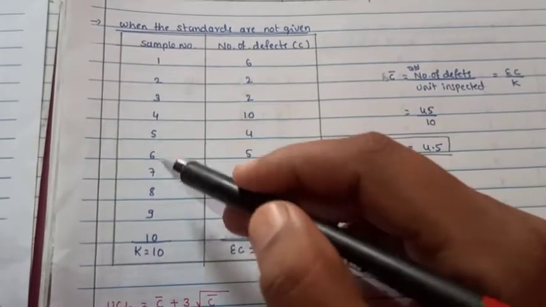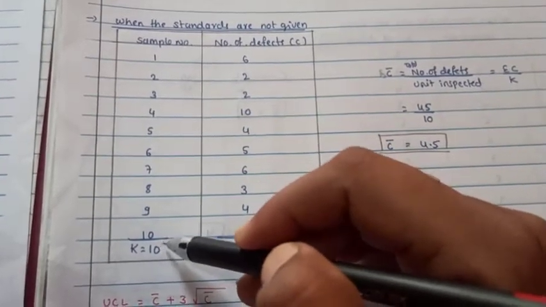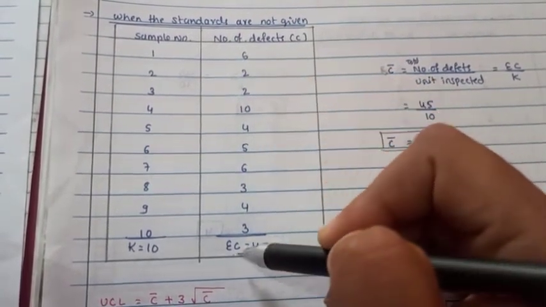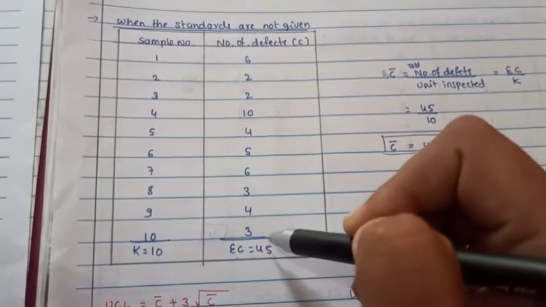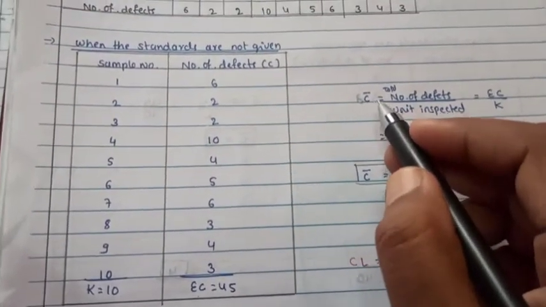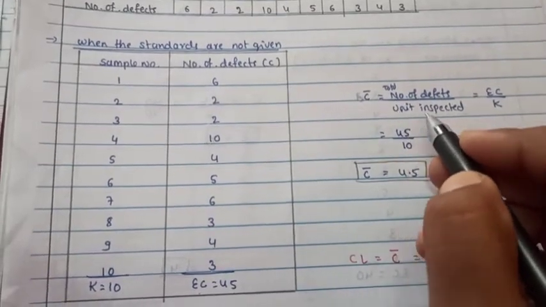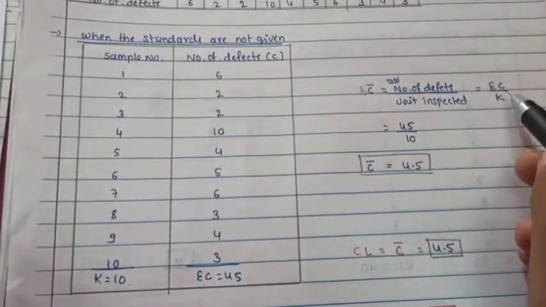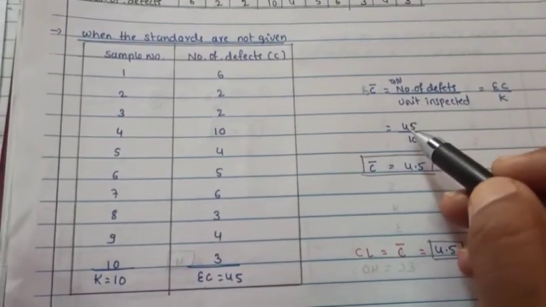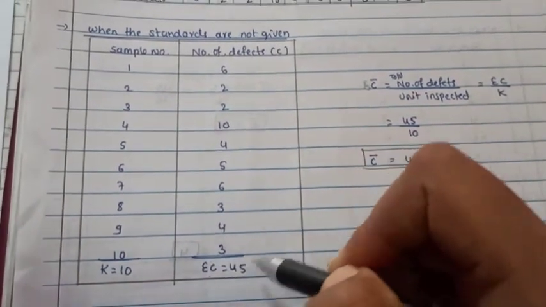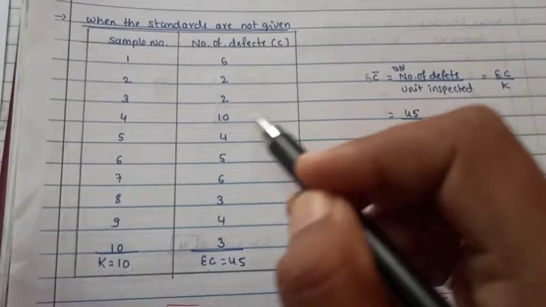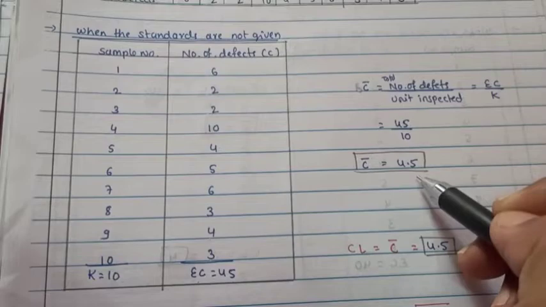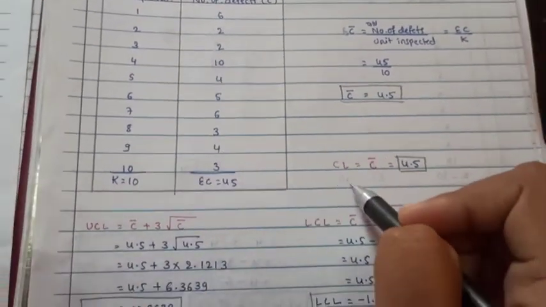So the sample numbers we call K, the number of defects is C, and the total of the column is summation C, that is 45. Then we can calculate C bar. C bar is equal to the total number of defects divided by units inspected, that is summation C divided by K. Summation C is 45, and K given in the problem is 10, so C bar is 4.5.